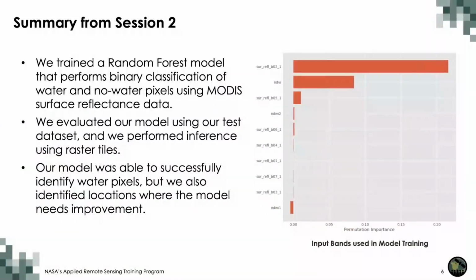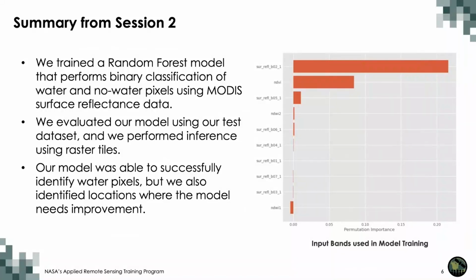Okay, so let's start with an overview of model tuning and optimization. As a summary from session 2, we trained a random forest model that would perform binary classification of water and no-water pixels using some of the MODIS surface reflectance data. And we provided a basic data set that we would download and train on, and then perform predictions out of it. We also evaluated our model using our test data set, and we performed inference both using a tabular data set, so we already had our features set up, but then also using raster tiles, so GeoTIFF files that we would pre-process and put into tabular format to feed into our random forest model.